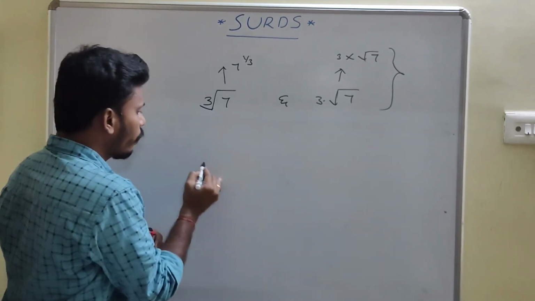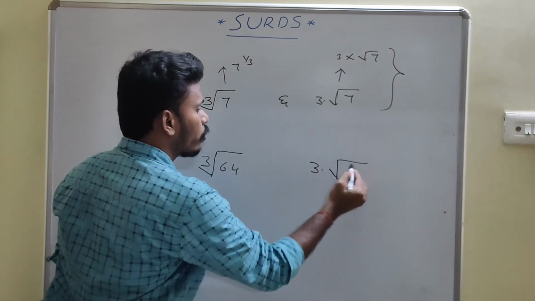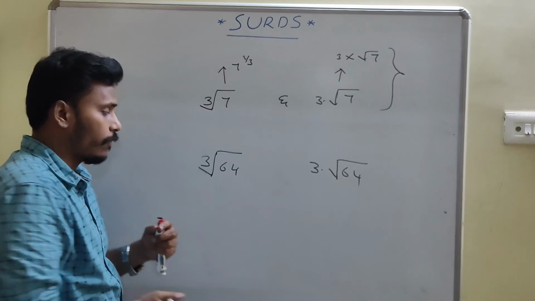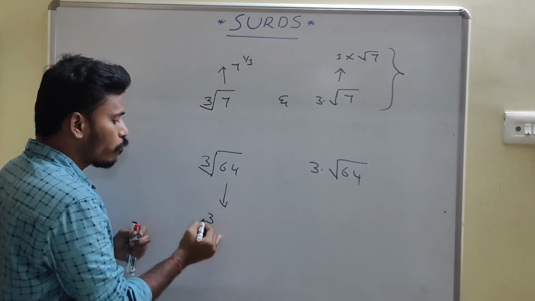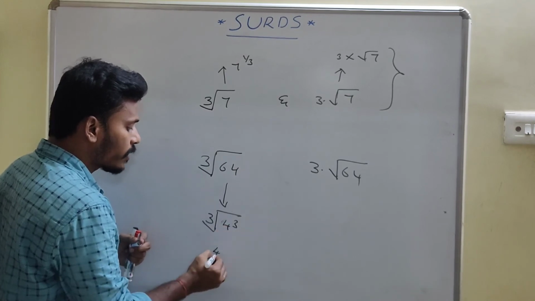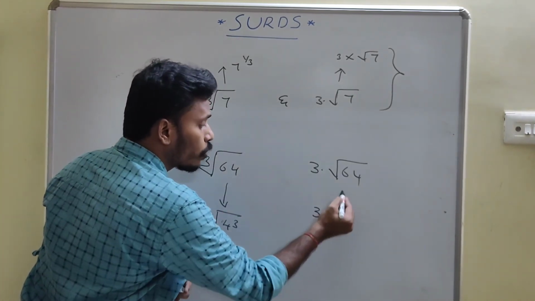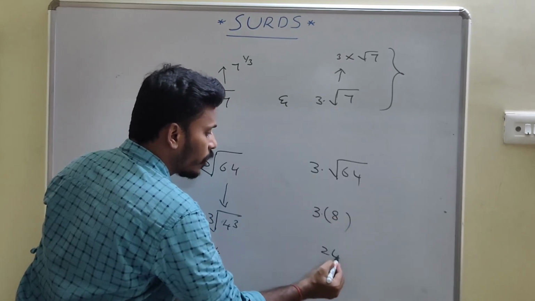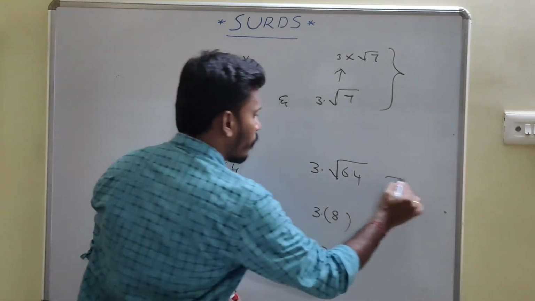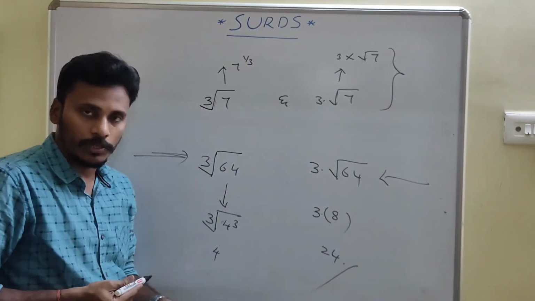For example, if you say cube root of 64 and 3 into root 64, this is cube root of 64 and that is 3 into root 64. If you simplify this cube root of 64, it is cube root of 4 cube, and its simplified value is 4. Whereas 3 into root 64 is 3 into 8, which is 24. That means cube root of 64 is different from 3 into root 64. Just keep in mind the difference between these two things.